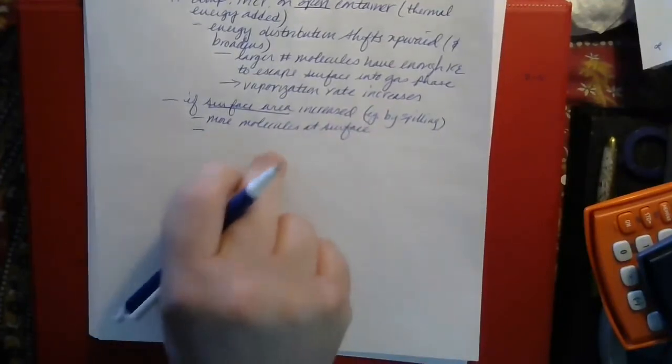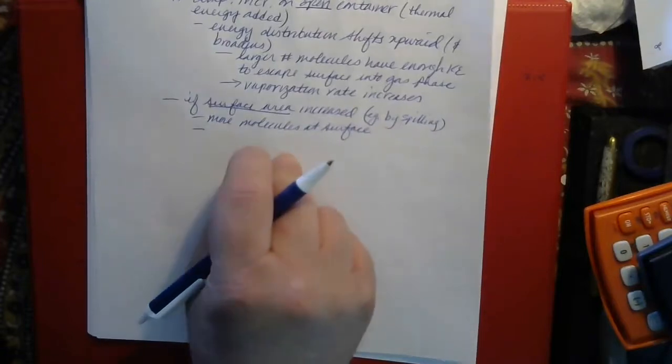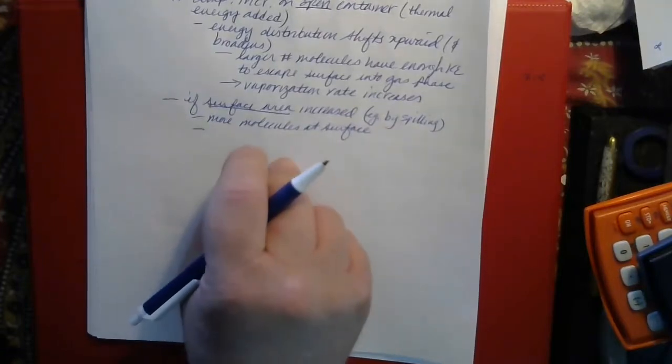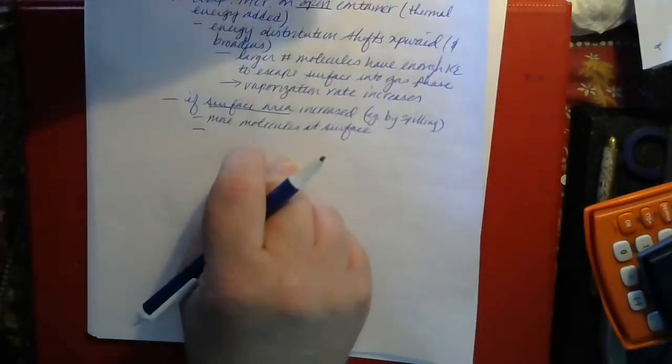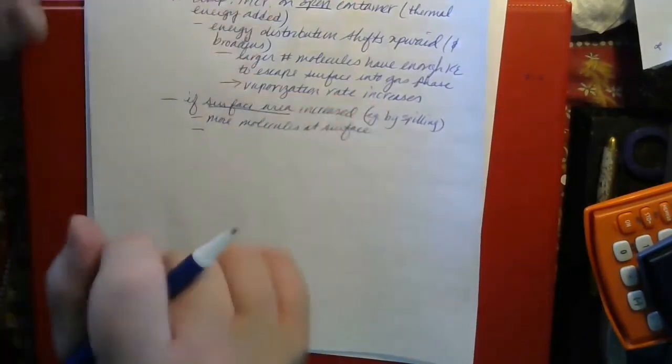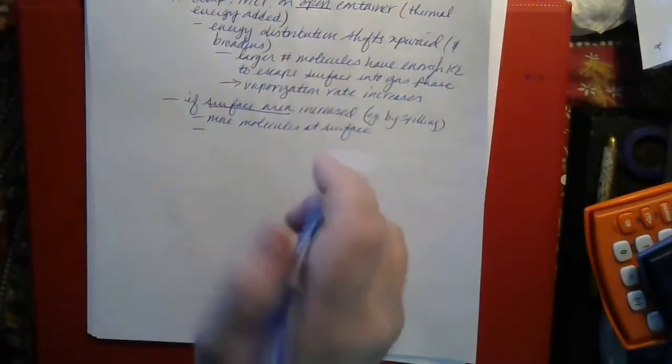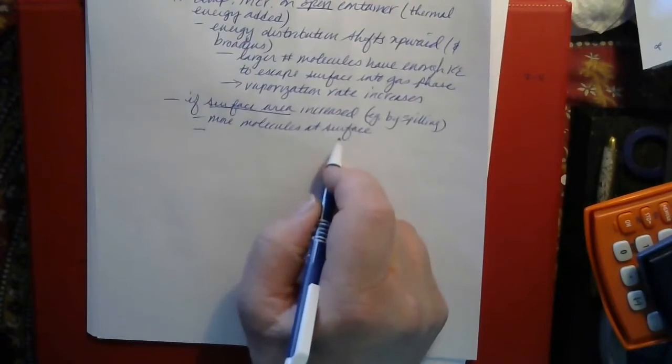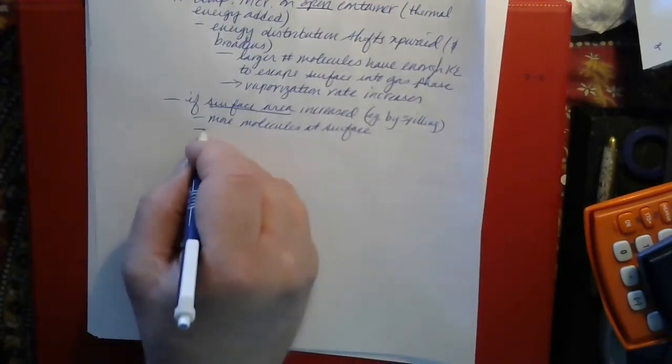This is actually one place where the difference between evaporation and vaporization is significant, in that evaporation can only occur from the surface of a liquid, whereas vaporization can occur not only from the surface, but within the body of a liquid. So, but for evaporation anyway, if you have more molecules at the surface, the evaporation rate will increase.